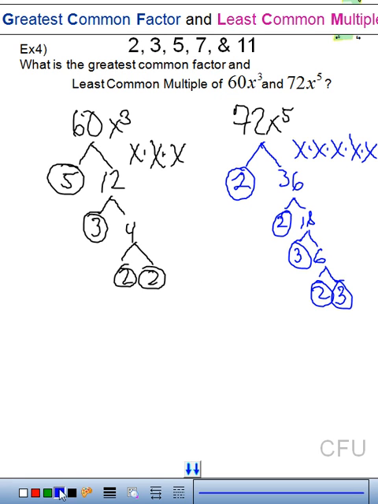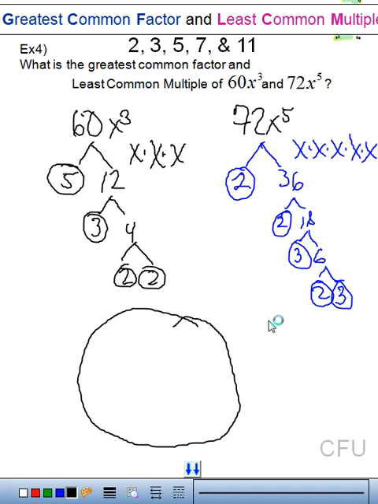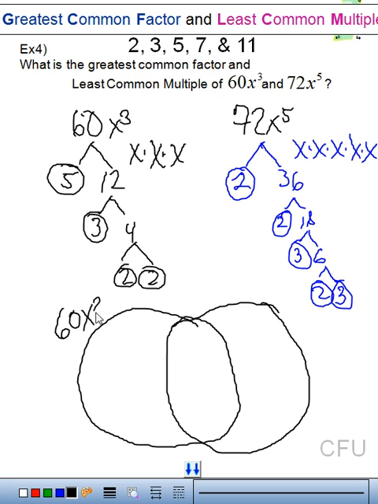So here we go. So let's get our Venn diagram. Nice and straight like mine. There it is. Thank you. There it is. So focus, please. So this one's going to be for our 60x cubed, and this one for the 72x to the 5th. Yes?